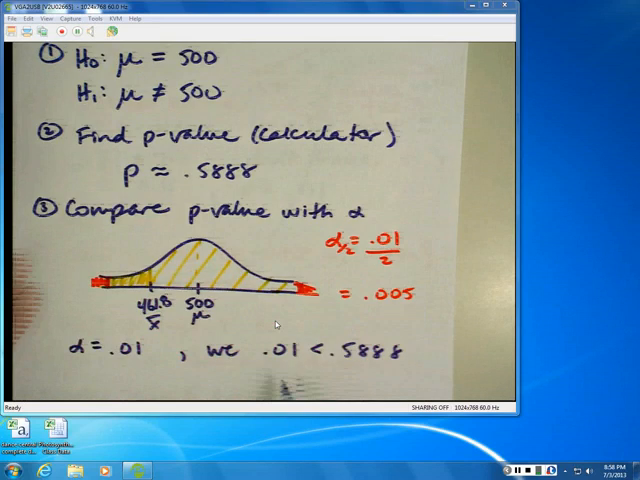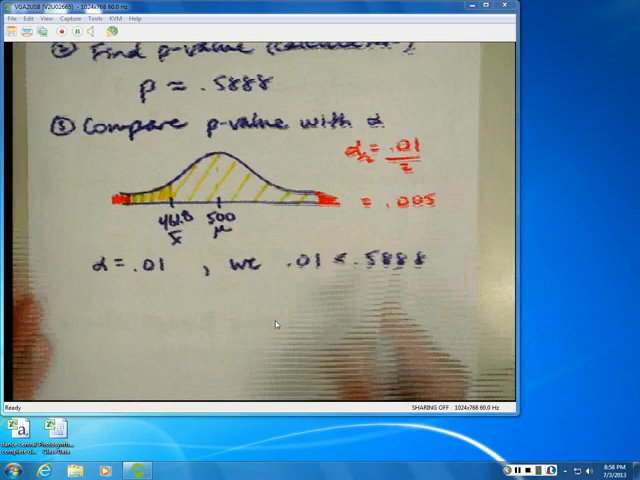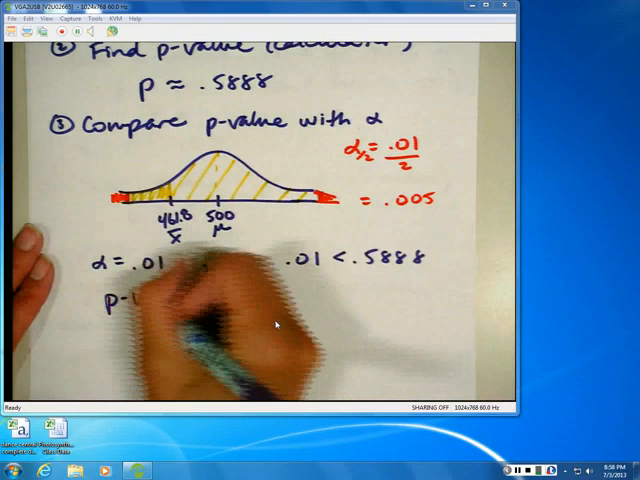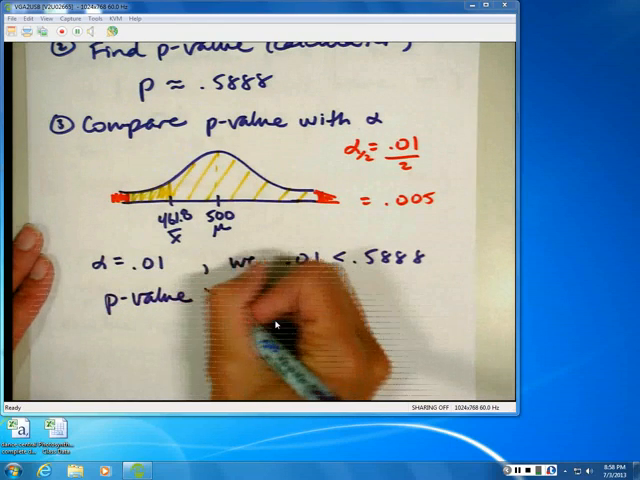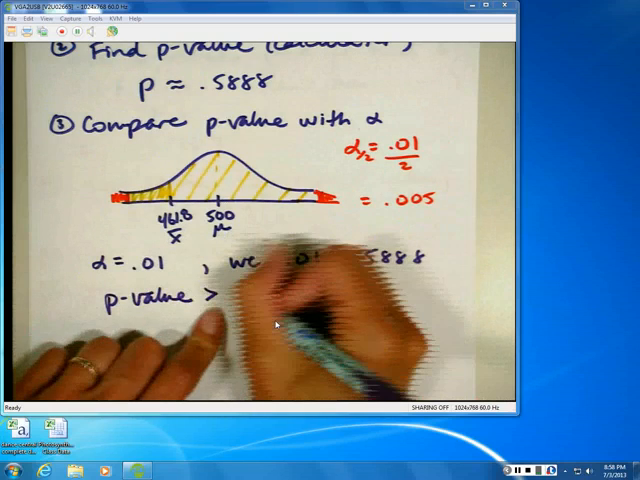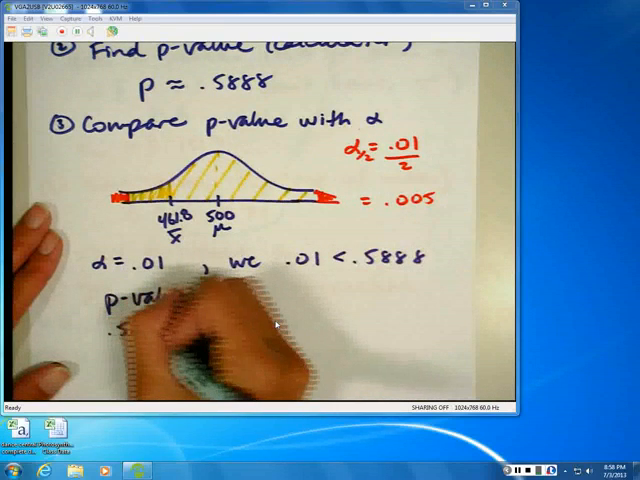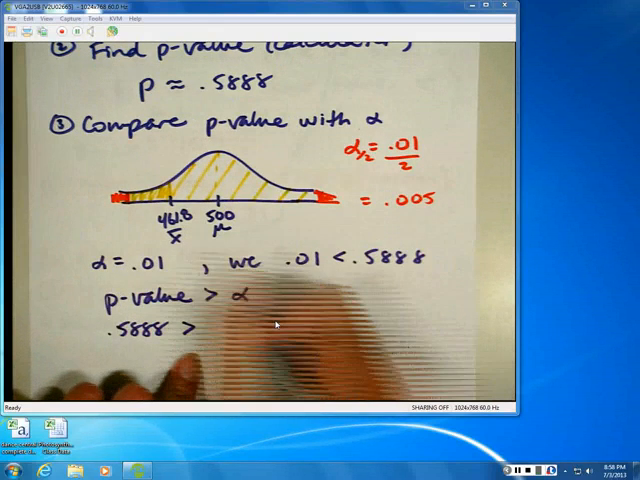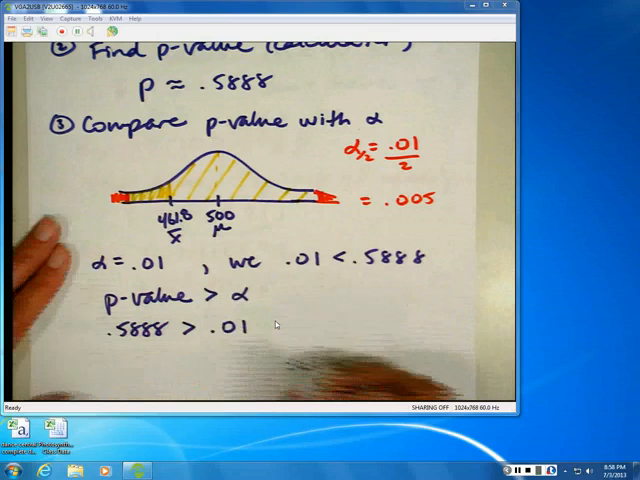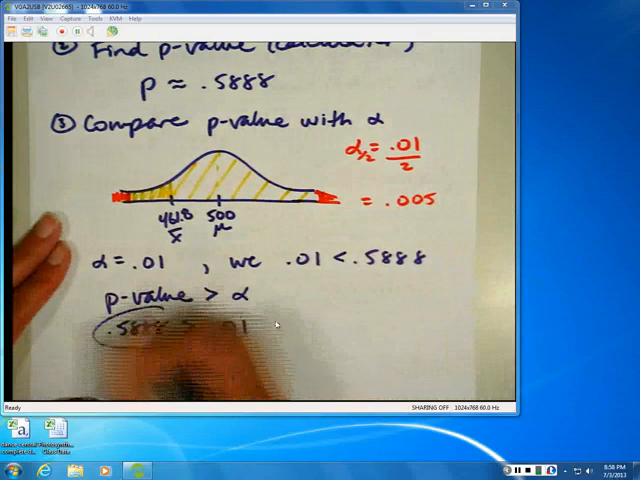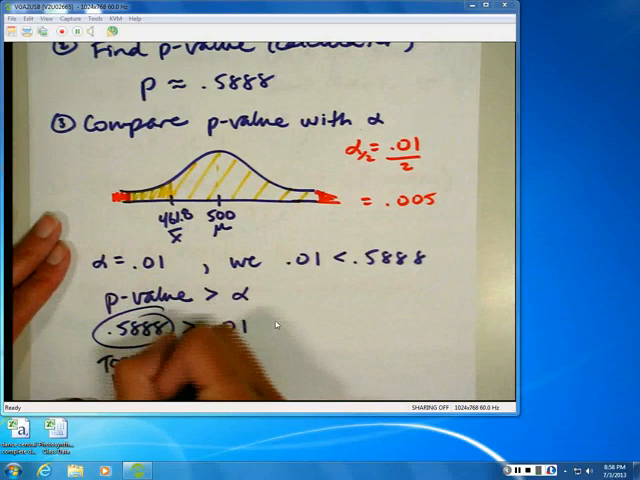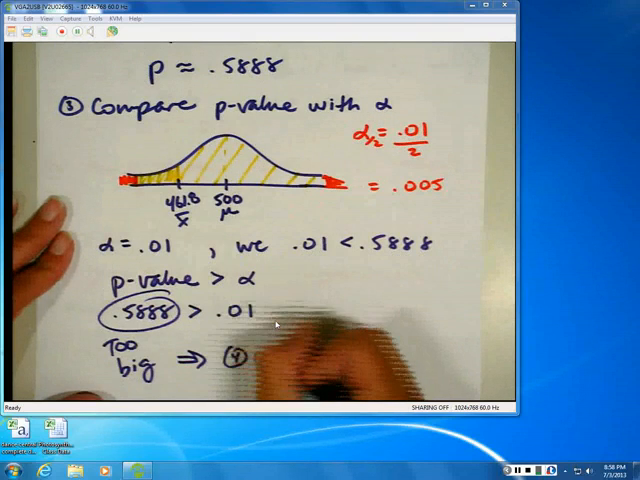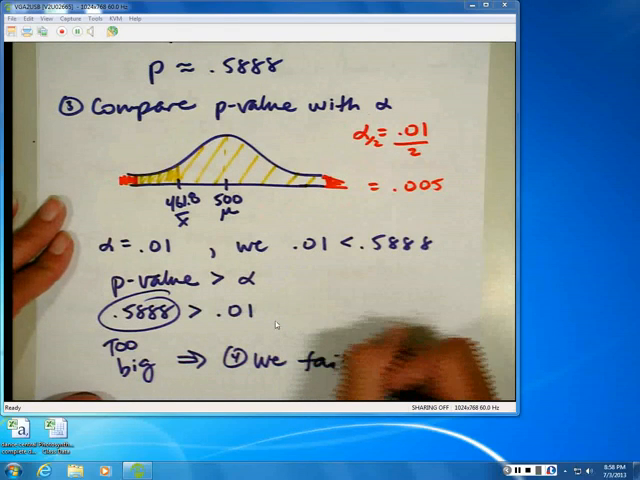So I can still say, let me write it this way, my p-value is bigger than my alpha. 0.5888 does not fit into my significance level of 0.01. Since it doesn't fit, my p-value is too big for the rejection region. Therefore, step number 4, we fail to reject.